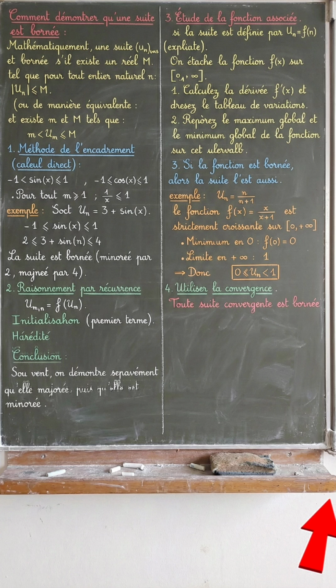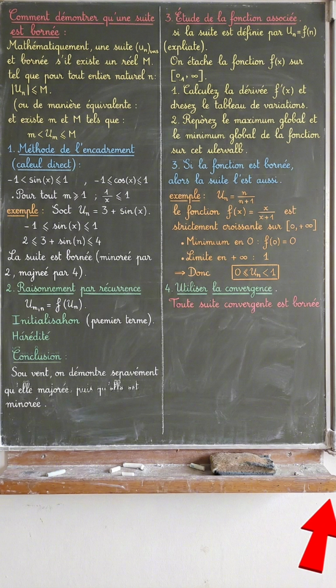And then there's studying the associated function. What is studying the associated function? For example, if we take a sequence, say un equals f of n, which is what we call being written explicitly, meaning un is a function of n. For example, if we find the general form of the sequence, we say it's written explicitly. When it's written as a function of n, we can take the function, consider it as f of x, and replace n with x. And we take this function and we study it.